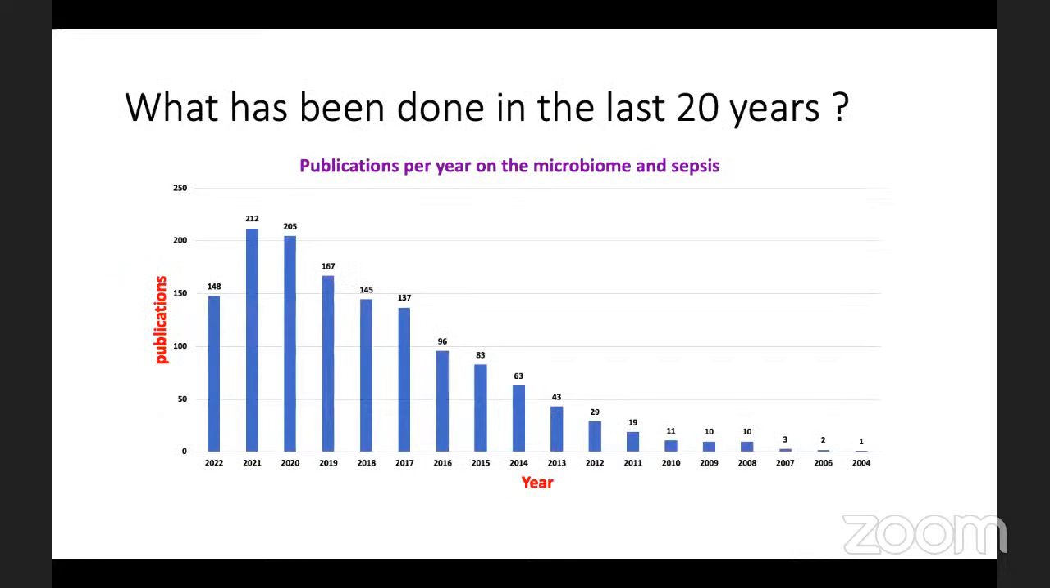So what has been done about the microbiome in the past 20 years? From 2004 to date, this was a data search on PubMed, and the keywords were microbiome and sepsis. It found that people are gaining lots of interest in the microbiome and sepsis, to the extent that the papers being published on the topic show an upward trend. 2022, we are not yet even at the end of the year, but almost hitting the number that was published last year. So that's how important this topic is.